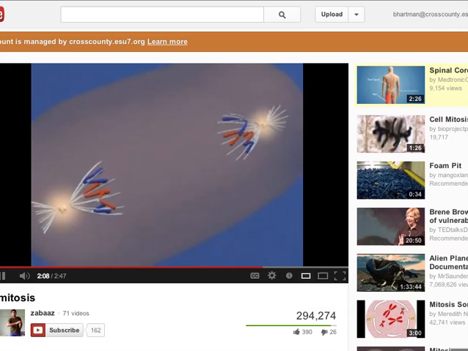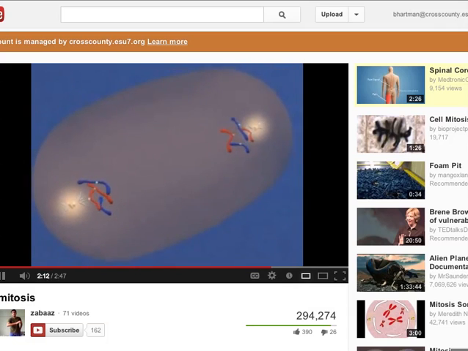We back away to observe the events of telophase. The spindle breaks down, and the chromosomes elongate as the chromatin uncoils. Nuclear envelopes form, and then nucleoli.